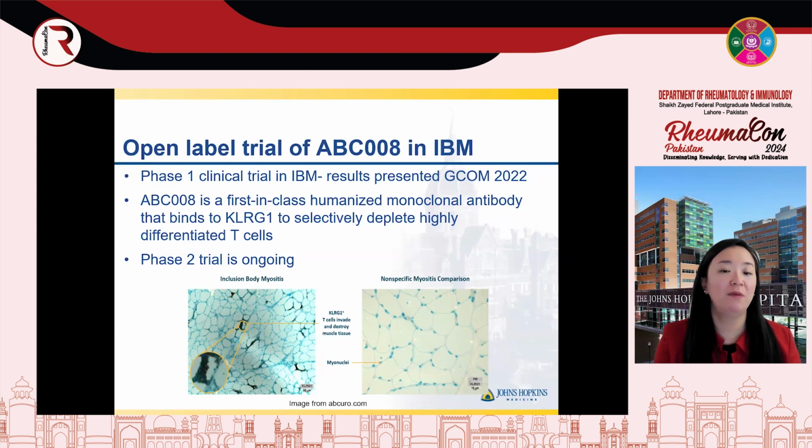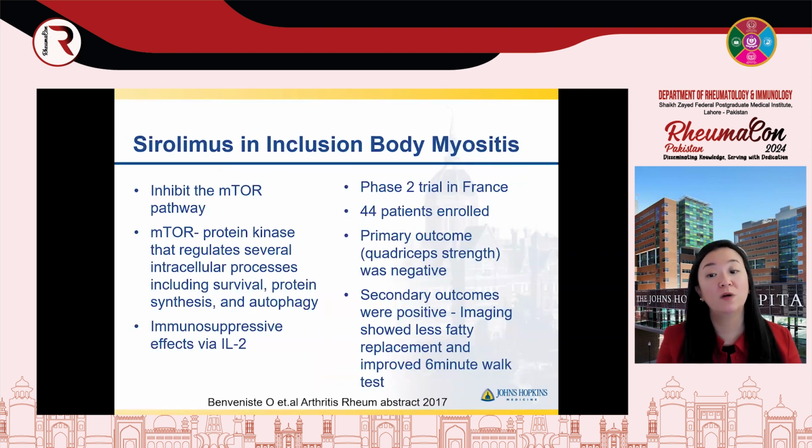And as you can see here, in patients with inclusion body myositis, the thought is that these KLRG1-positive T cells invade and destroy the muscle tissue. But in patients who don't have myositis, this is not even present. So based on this and some promising phase 1 clinical trial results, a phase 2 trial is ongoing, and we are a recruiting site as well for this clinical trial. So there's a lot of excitement about this. This is an injectable medication. So hopefully we will hear some details in the next several years.